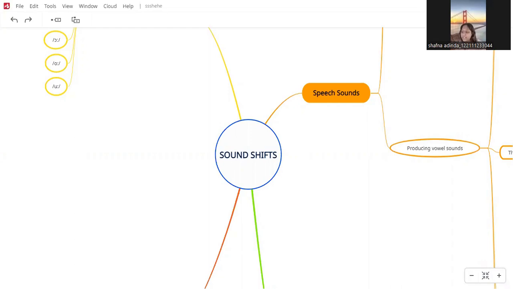We are from Group 9 in this class, and today we are going to be representing sound shape. Before continuing to the material, let me introduce myself. My name is Shafna Adinda. The last digits of my number are 044. And the first thing that we're going to learn is speech sounds.